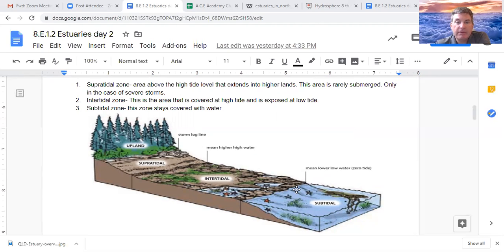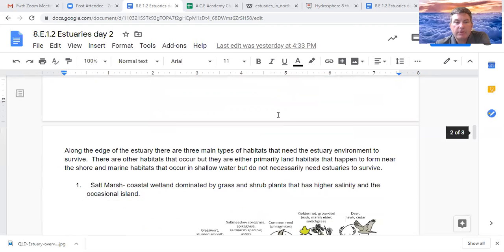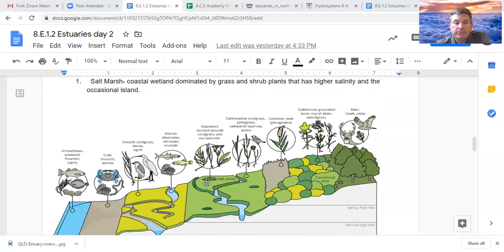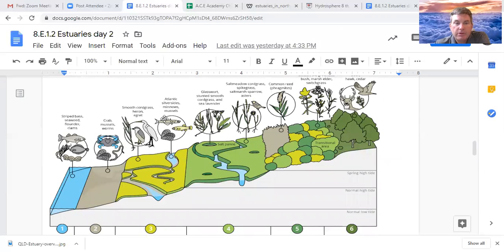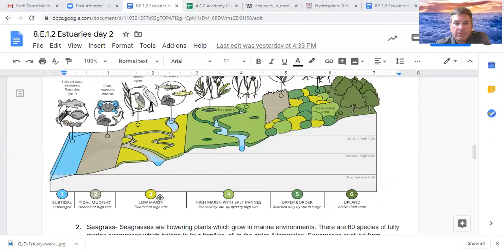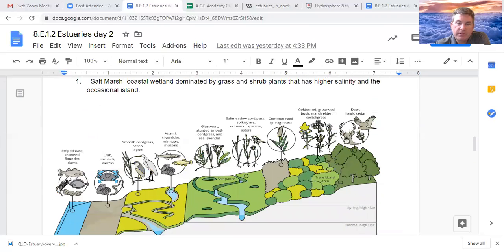And different things live in these different sections. Along the edge of the estuary, there are three main types of habitats that need the estuary environment to survive. These are primarily land habitats that happen to form near the shore. So you have a salt marsh, which occurs in this middle area here. You have the low marsh, the high marsh, and your upper border, and then upland, which is again going into normal land formations. And here it brings in some of the animals that live in those areas.